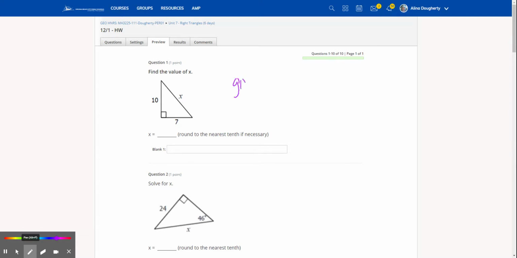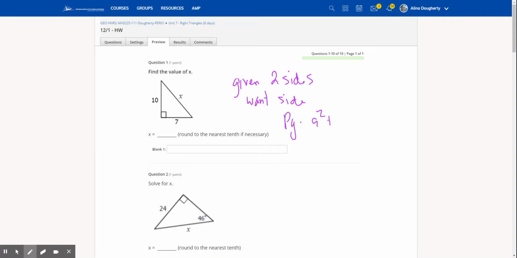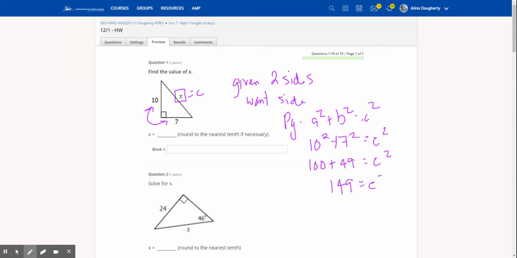So we're given two sides in number one, and we want a side. So we are going to use the Pythagorean theorem, which is a squared plus b squared equals c squared, where 10 and 7 are our legs and x is our hypotenuse. So when we substitute in, 10 squared plus 7 squared equals c squared. 10 squared plus 7 squared is going to be 100 plus 49 equals c squared, or 149 equals c squared.